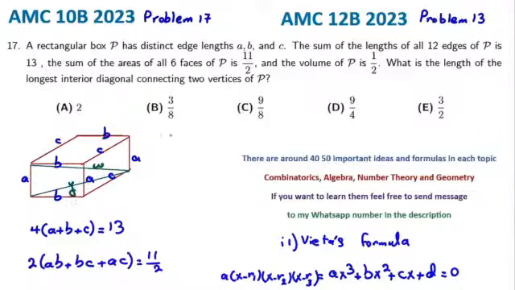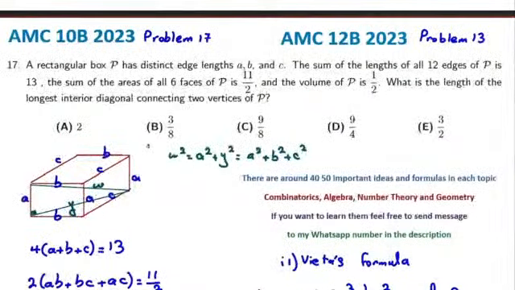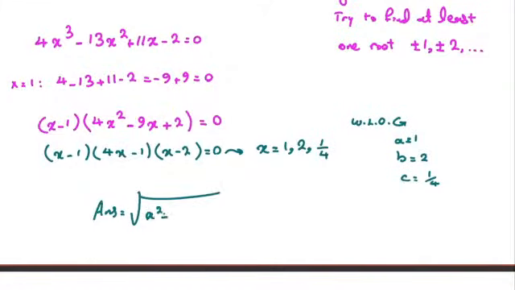We know x squared is a squared plus y squared, by the Pythagorean theorem. y squared is b squared plus c squared. We can call it idea 3, I think, yes. Idea 3, the length of the longest interior diagonal of the cuboid here. So the answer will be the square root of a squared plus b squared plus c squared.